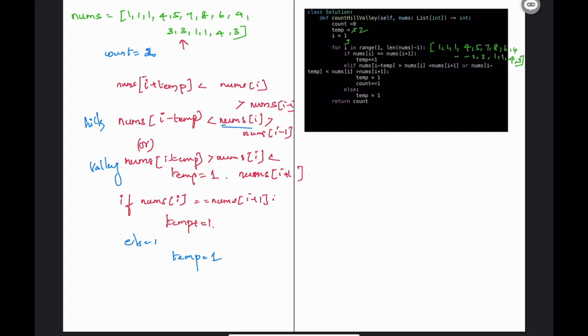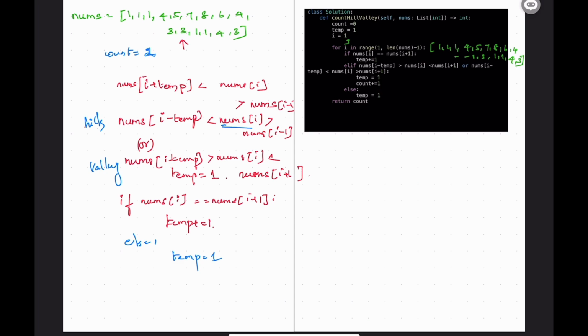And nums of 3 minus 2 will go to 1. These are all the same values, right? Is it greater than nums of I? No. And nums of I minus temp is lesser than nums of I. But it will check nums of I plus 1 also is lesser than 4. No, it is greater and this is lesser. So this forms neither a hill nor a valley. Now the temp will get reset to 1 again.